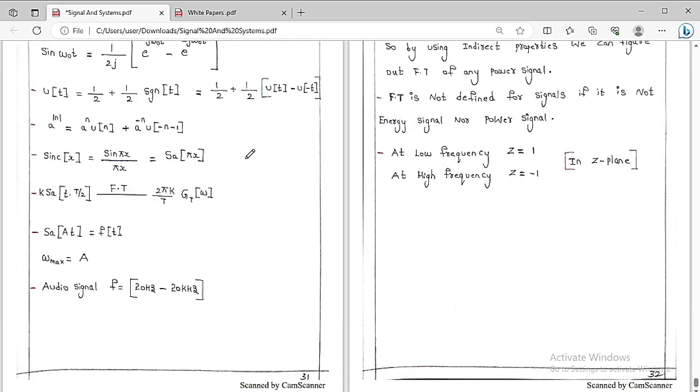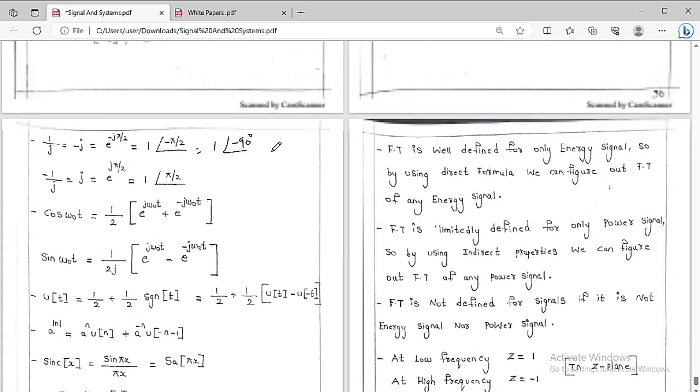I have already told you, if there is any complex number like this, then what you can write? The magnitude is under root of a square plus b square at an angle of tan inverse of b by a. Or you can also write it as under root of a square plus b square into e to the power of j, where the angle is tan inverse of b by a. So you can write like this. To get this concept, we have written this one.